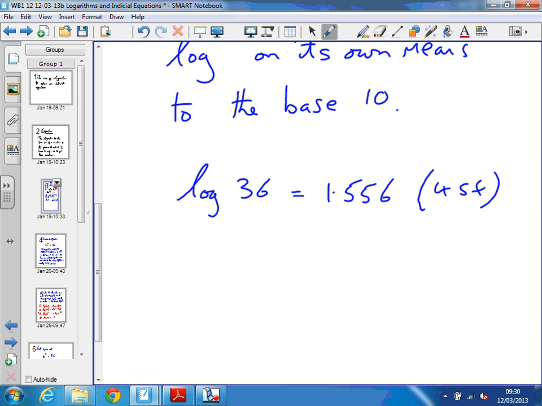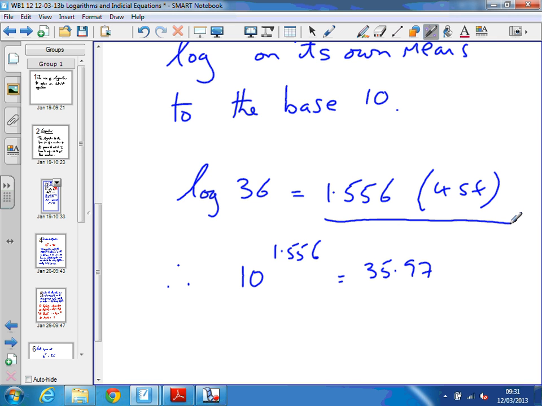What that's telling us is that 10 raised to the power 1.556 should be 36. And if you put that into the calculator, you get, right, so near enough, okay? It's not quite there because of the rounding that's going on in the 1.556. So we do round to a reasonable accuracy to make sure we get the answer.